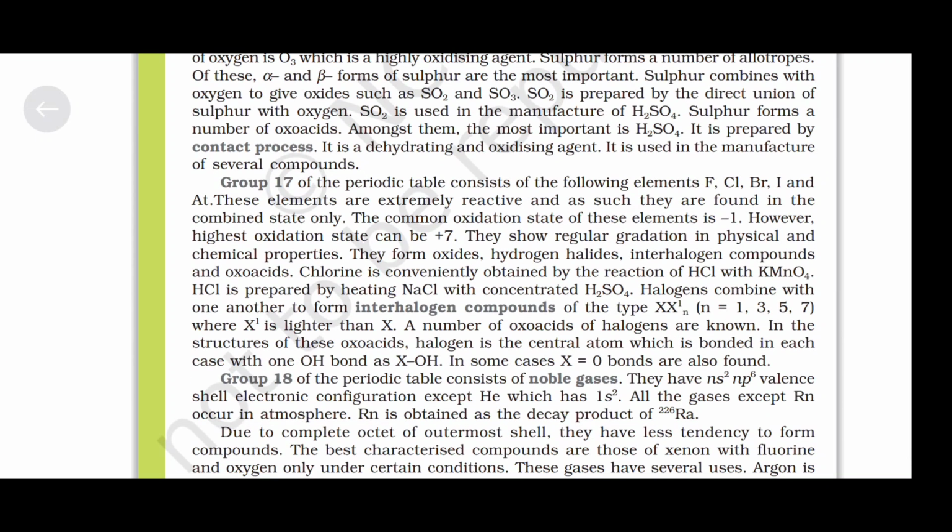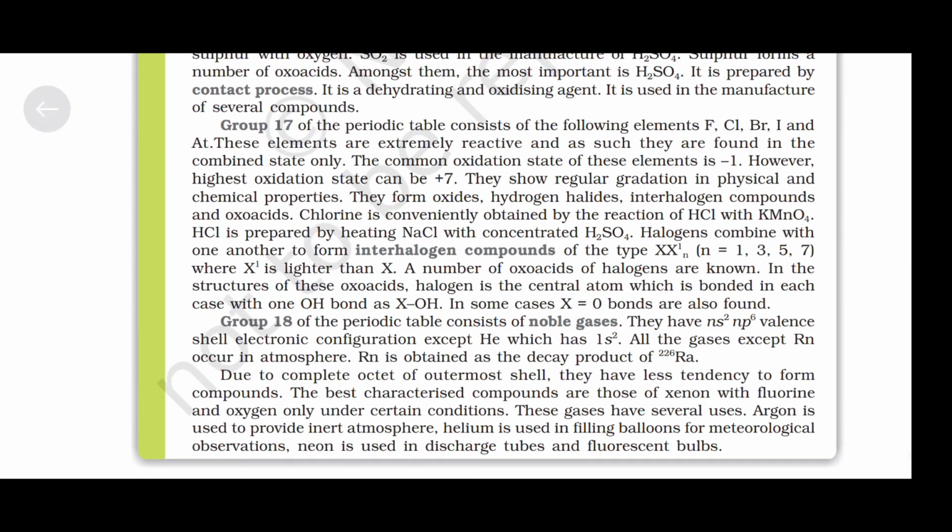Group 17 of the periodic table consists of the following elements: fluorine, chlorine, bromine, iodine, and astatine. These elements are extremely reactive and as such they are found in the combined state only. The common oxidation state of these elements is -1. However, higher oxidation state can be +7. They show regular gradation in physical and chemical properties. They form oxides, hydrogen halides, interhalogen compounds, and oxoacids.